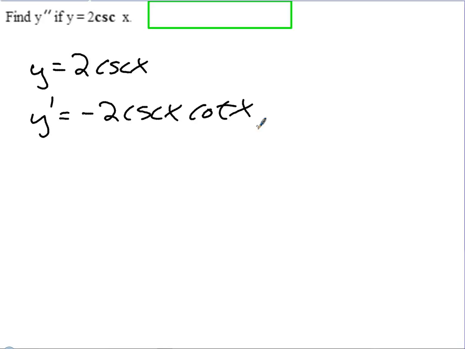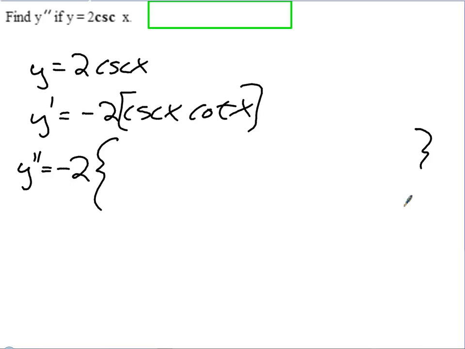And that looks an awful lot like what? Product. Yeah, got a product of things. And that negative 2, I might as well just pull that out front. Okay. I'll just focus on the product of the cosecant and the cotangent. Leave the negative 2 out there. So, talk about that product. What's that going to look like? What's the derivative of cosecant cotangent?